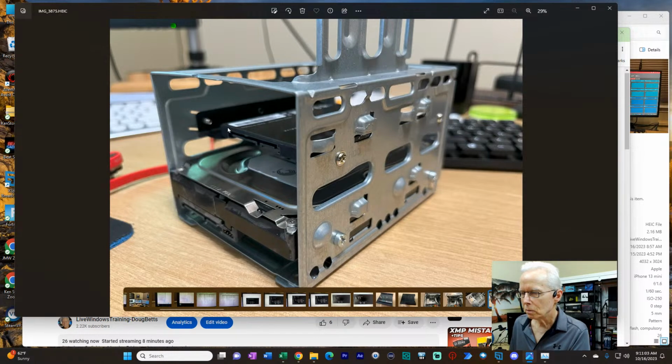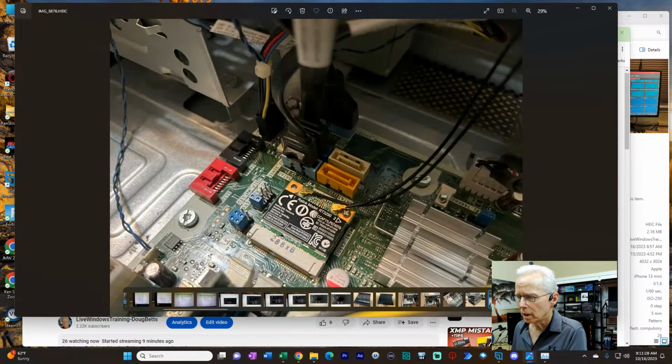Now when this adapter is screwed into the carriage, these connectors are a little recessed. I would have liked this better if they made this adapter so that the SSD was out here on the back edge of the carriage like the 3.5-inch drive is. Moving on to the next picture.